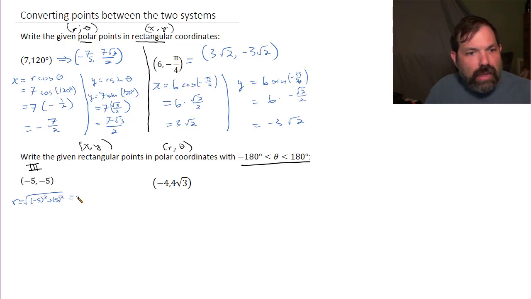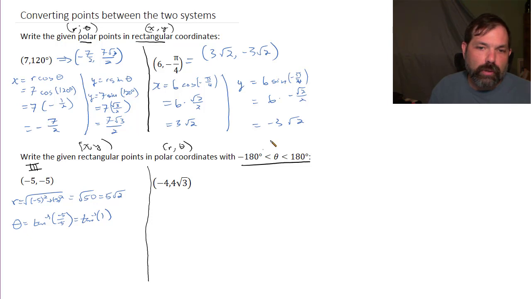And so then that's the square root of 50, or 5 root 2, if you simplify that radical. All right, now if I use the fact that theta is the inverse tangent of the y over the x, negative 5 over negative 5, then this would give me the inverse tangent of 1. And if we think about that, and we want degrees here, the inverse tangent of 1, that would be 45 degrees.